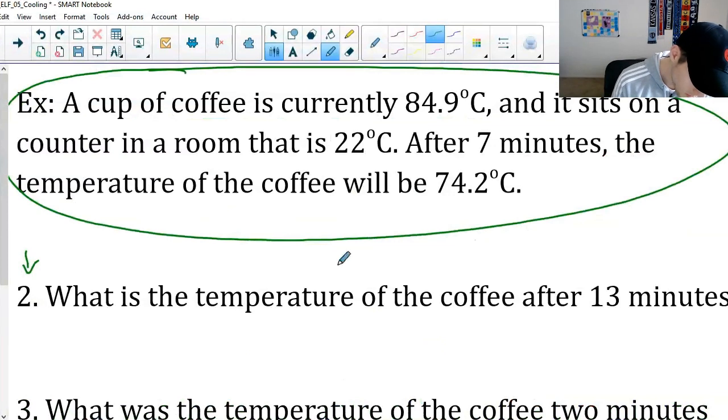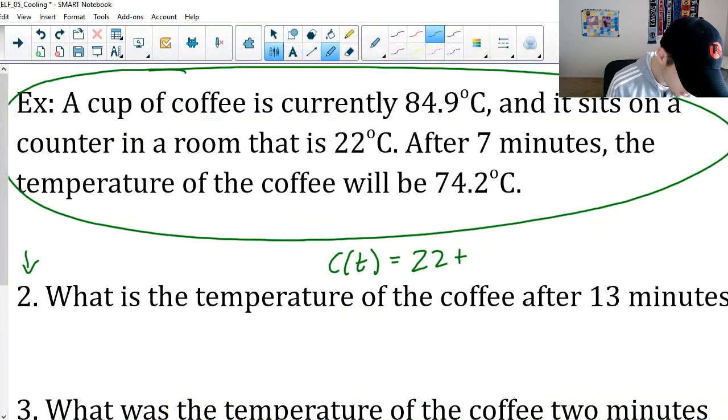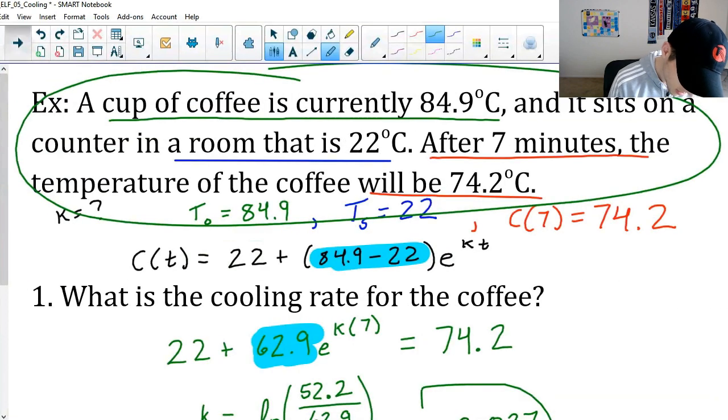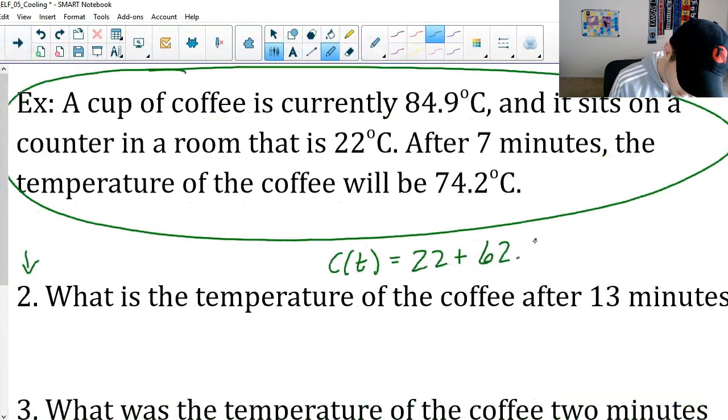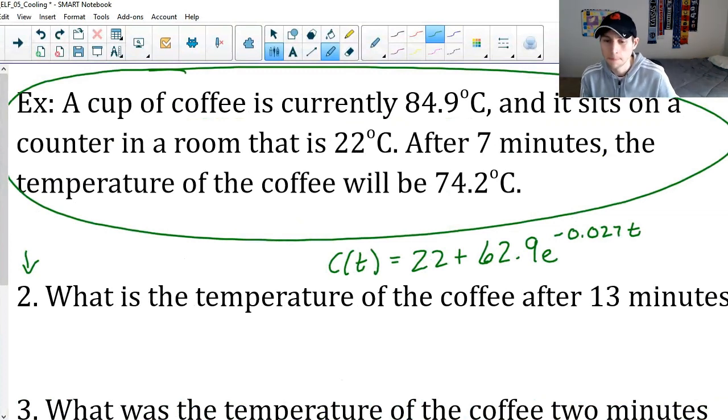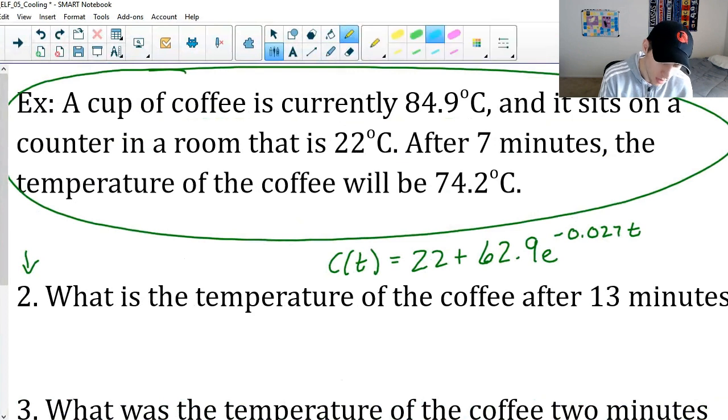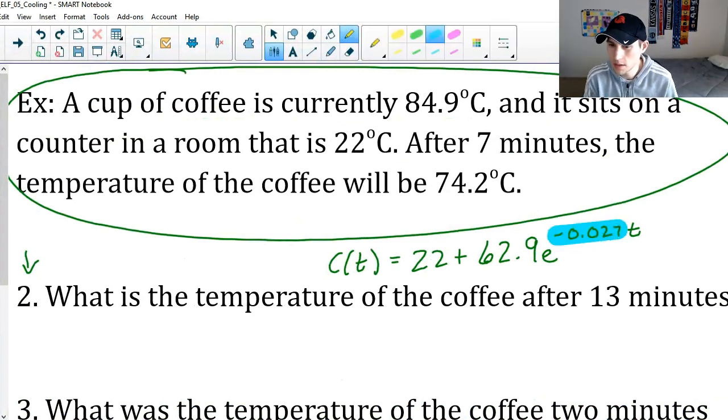So we already know the formula that we stated was 22 plus 62.9 times e to the negative 0.027 times t. Right. We know this is our model from information given, and then this highlighted portion is what we just solved for in the first question, which is the rate.